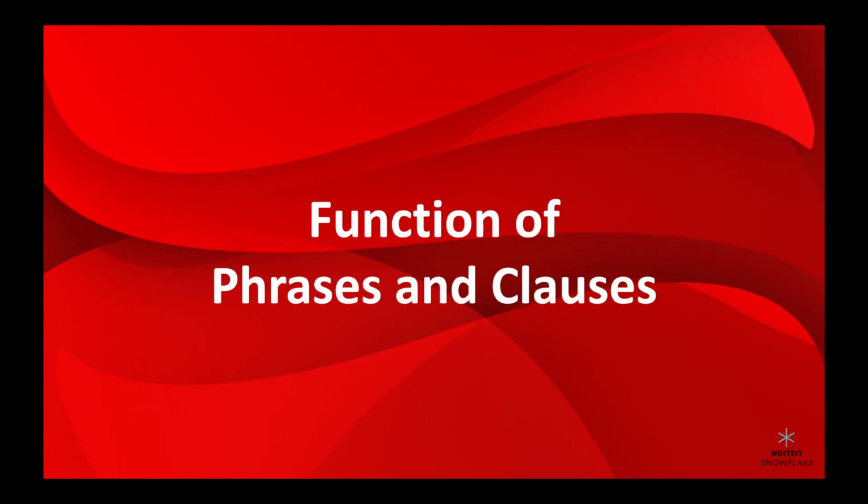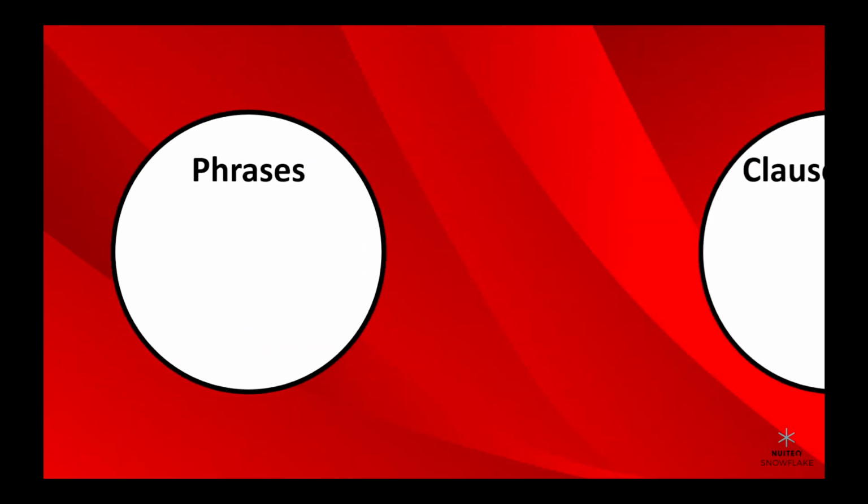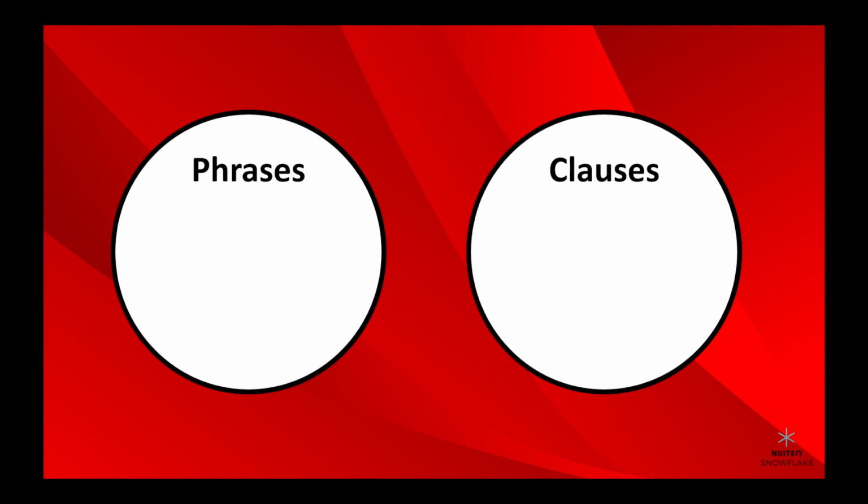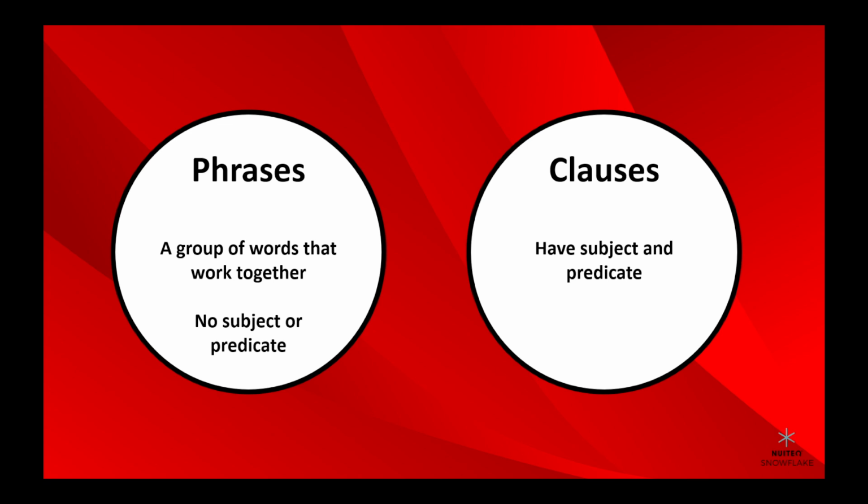Function of phrases and clauses. Phrases and clauses are essential components of sentences that help to convey meaning and create a coherent message. A phrase is a group of words that work together, but it does not have a subject or predicate. A clause, on the other hand, has a subject and a predicate and can stand alone as a complete sentence. Here are 3 examples of how phrases and clauses function in sentences.